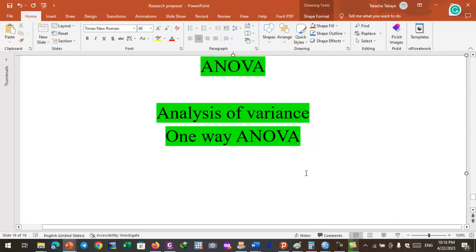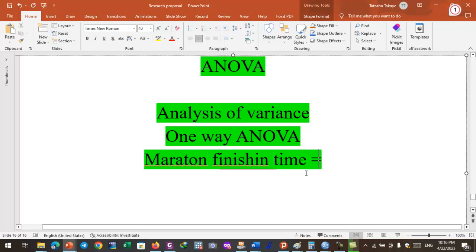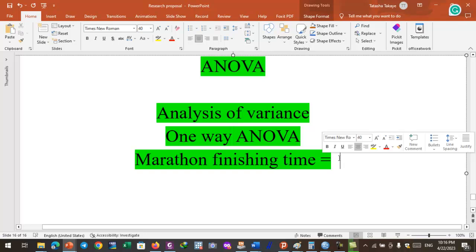We have to have one dependent variable and one independent variable. Let us say our dependent variable is marathon finishing time. Finishing time is a dependent variable, because what you have to put in your mind is that whenever you are running a parametric test, whether it is a t-test or ANOVA, the dependent variable is always continuous. In this case, marathon finishing time is a scale variable, therefore it is continuous. And we need one independent variable, and it is shoe brand.